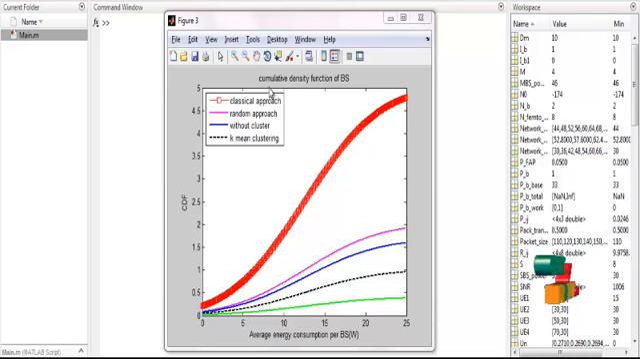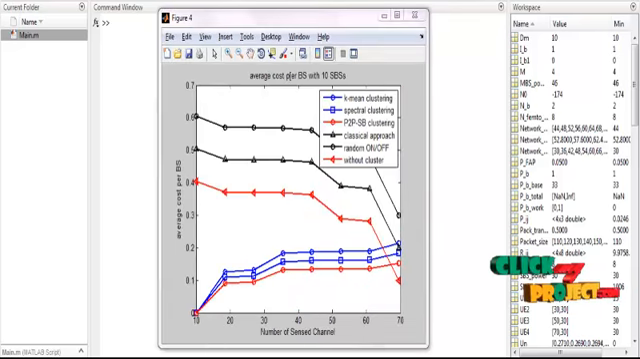Yeah, in this figure, the cumulative density function of the base station. The range is 0 up to 5, and this is the average energy consumption per base station. These are the classical approach, random approach, without clustering, and k-means clustering. K-means clustering is one type of clustering, used for the cumulative density function of the base station.